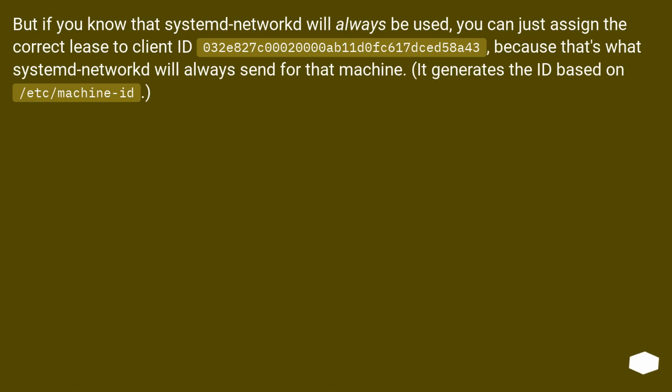But if you know that systemd-networkd will always be used, you can just assign the correct lease to client ID 032E827C0002000AB11D0FC617-58A43, because that's what systemd-networkd will always send for that machine. It generates the ID based on /etc/machine-id.